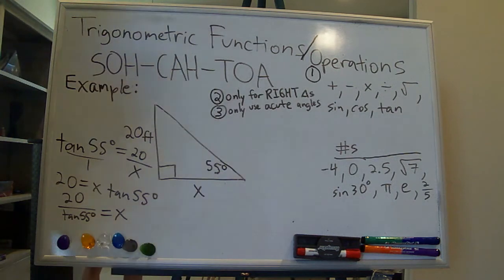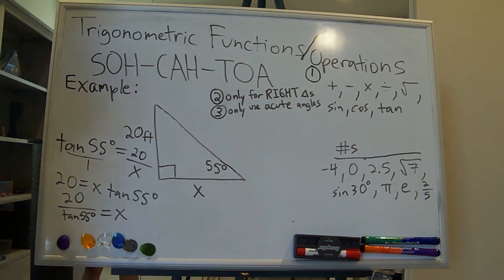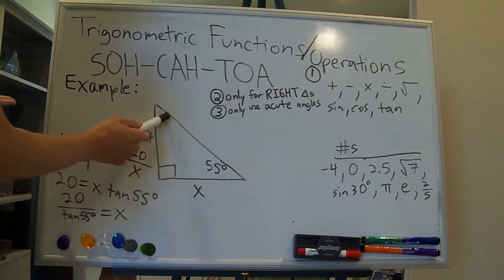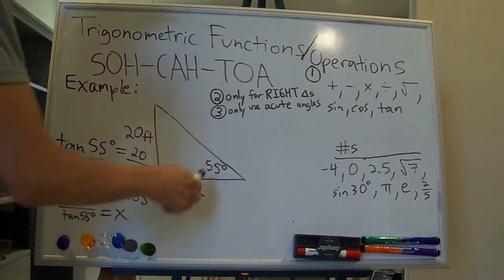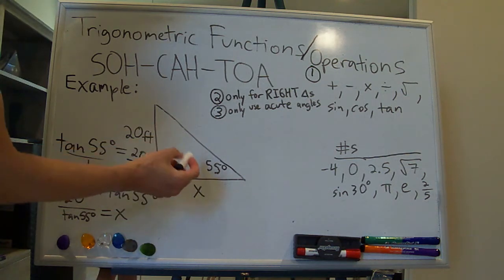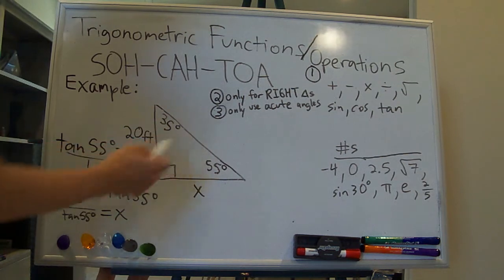So you can punch that into the calculator. Again, make sure you're in degrees mode. Round correctly, label your answer, right? Okay, so what if you wanted to use this angle instead of that angle, right? So what is this angle? So 180 minus 90 minus 55, or basically 90 minus 55 should be 35, right? Because these two add up to 90.